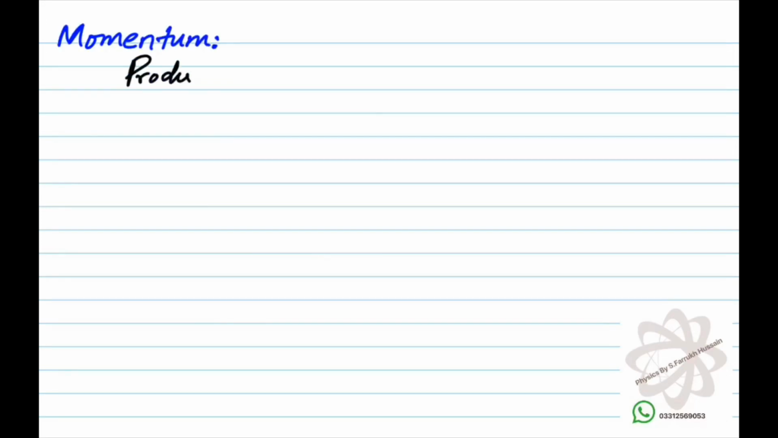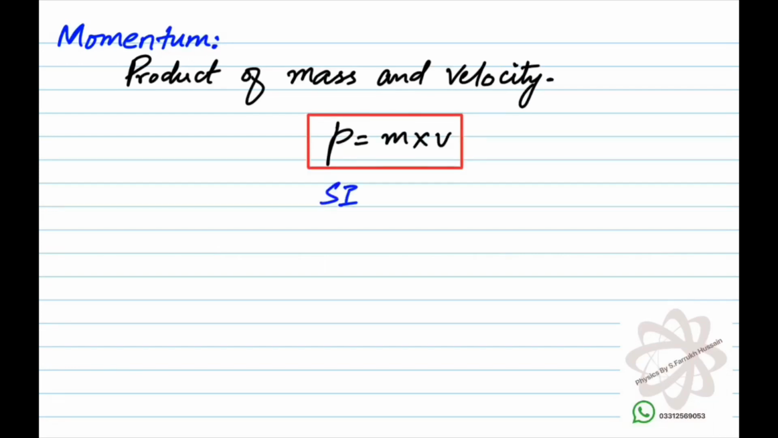Now momentum is actually the product of mass and velocity. If an object is at rest, its momentum will be 0. So mathematically you can write p = m × v, where p is momentum, m is mass, and v is velocity. The SI unit is newton second, which is equivalent to kg m s^-1, the SI base unit of momentum.